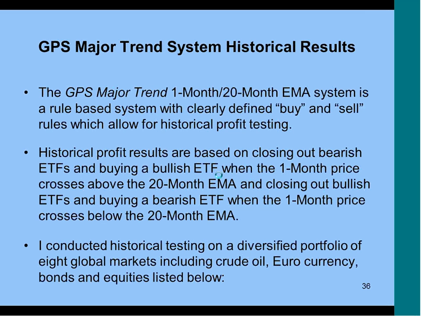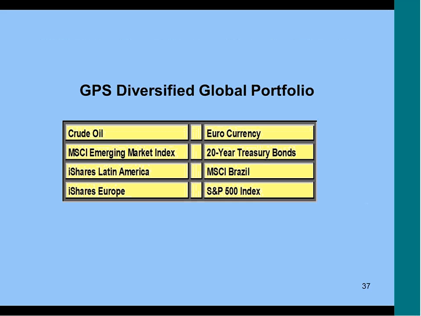Now what I did was I did some historical testing of the major trend system during the last bear market. And what I wanted to do with this test is show you the advantage of a system that takes short trades in addition to long trades. And what I did is I tested GPS, the major trend system, over these 8 global markets: crude oil, the emerging market index, Latin America, Europe, the euro currency, 20-year treasury bonds, the Brazil index, and the S&P 500 index.